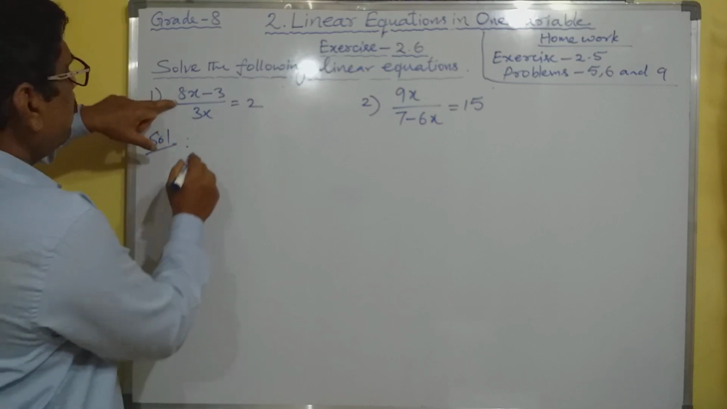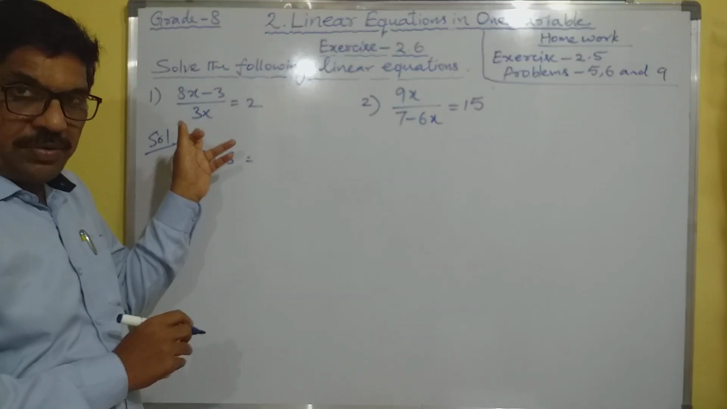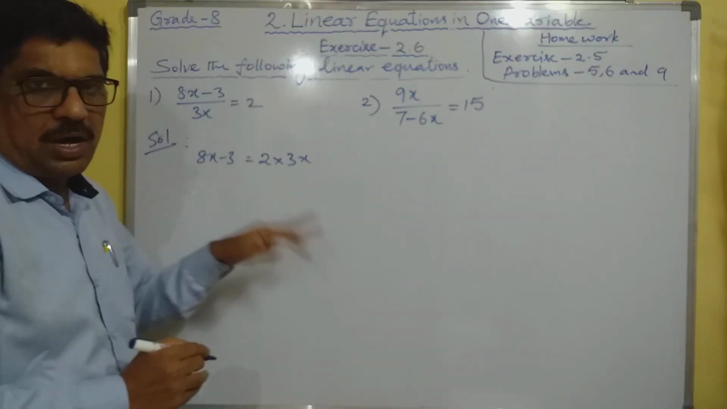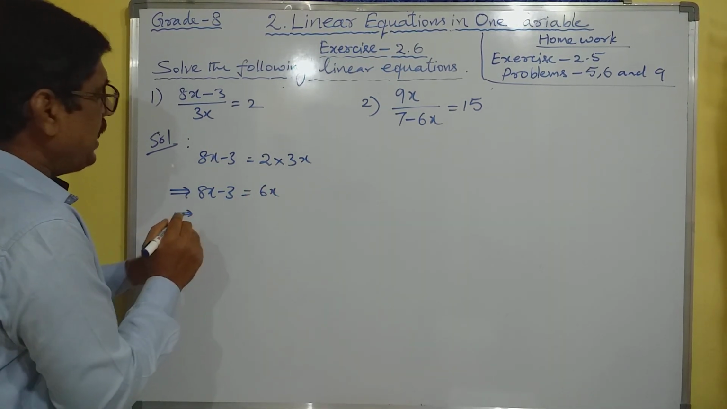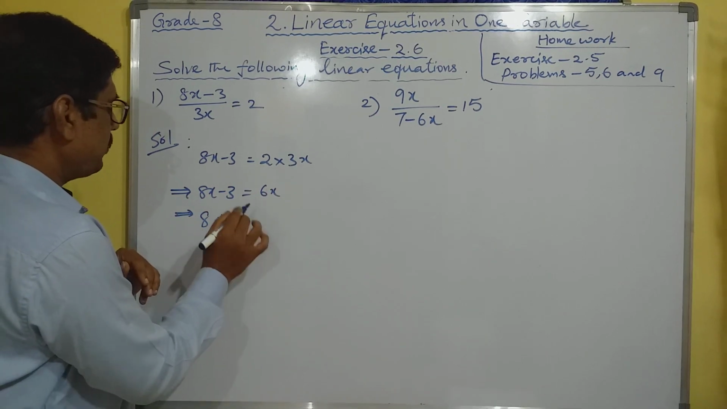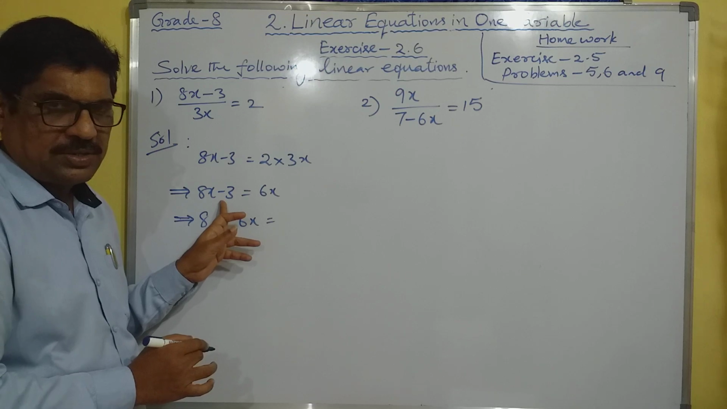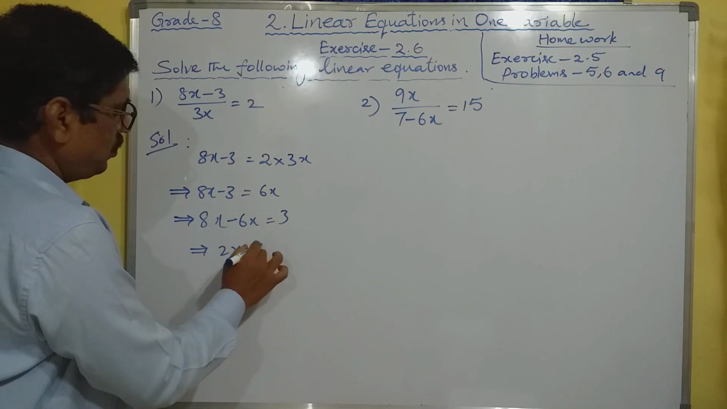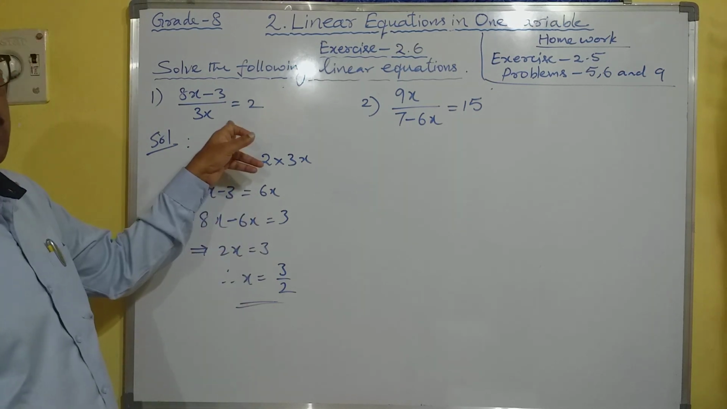Here, 8x minus 3 by 3x. If you transpose 3x from the denominator into RHS, here it is dividing; if you transpose into RHS, it multiplies. Means 3x will become 3x in the RHS. Now, look at this. 8x minus 3 is equal to 2 into 3x, which is 6x. Now let us shift the variables into one side and the constants into the other side. Here already there is 8x. Let us take 6x into LHS, it becomes minus 6x. There is minus 3 in the LHS. Let us shift it into RHS, it becomes plus 3. 8x minus 6x is 2x. 2x is equal to 3. Therefore, x is equal to 3 by 2.